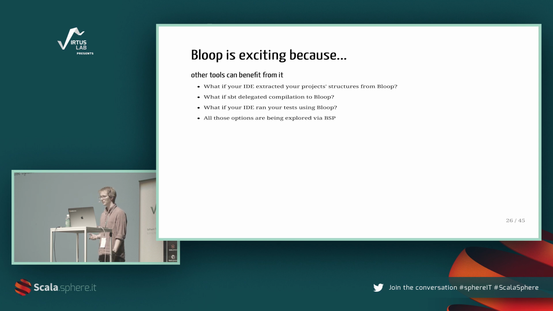Other tools can also benefit from what we've done in Bloop. For instance, you can imagine that your IDE could use Bloop to extract all the project structure from Bloop. You could imagine that sbt is simply delegating compilation to Bloop to reuse the hot compilers and so on. You can imagine that IDEs would use Bloop to run tests. And all of that is something that is being explored at the moment using BSP.